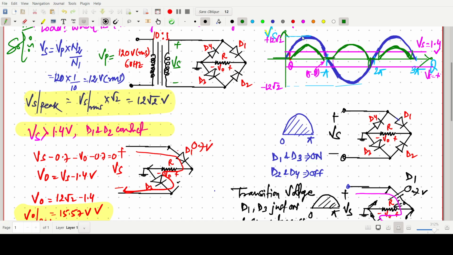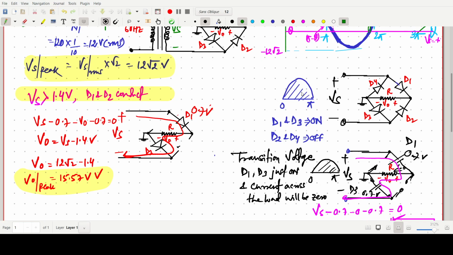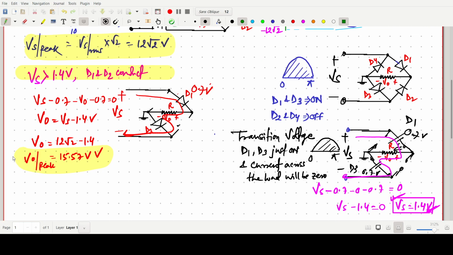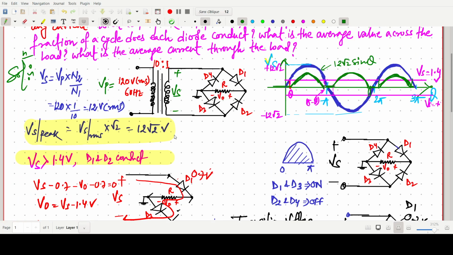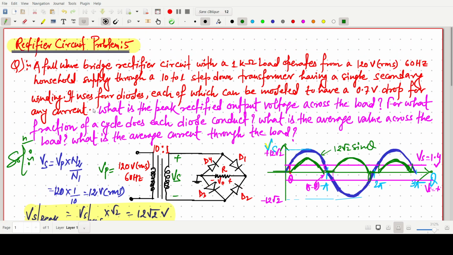So what we can say, this curve is our 12 root 2 sine theta, basically the Vs value. The first portion, a part, we can say the peak value is over. So the first one I am calling the peak rectifier output, A. Okay, B we can say these edges, C and D.